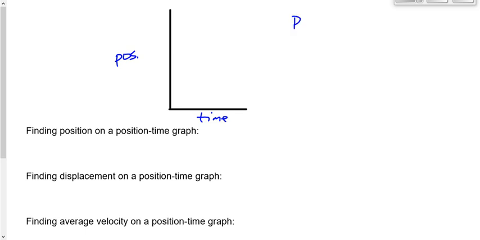What would I title this graph? Position time, or we could say position versus time. Doesn't really matter, as long as position comes first, time comes second. Sometimes you might even call it position as a function of time, as long as position comes first and time comes second.